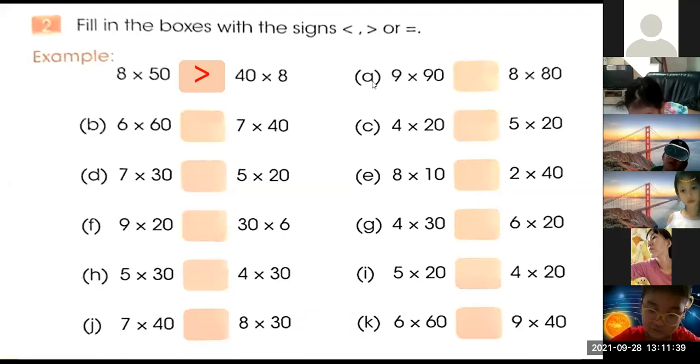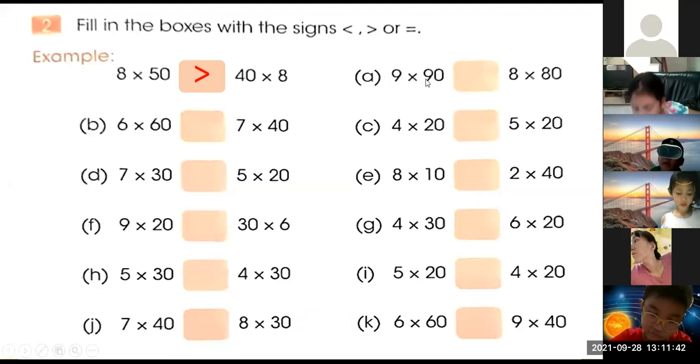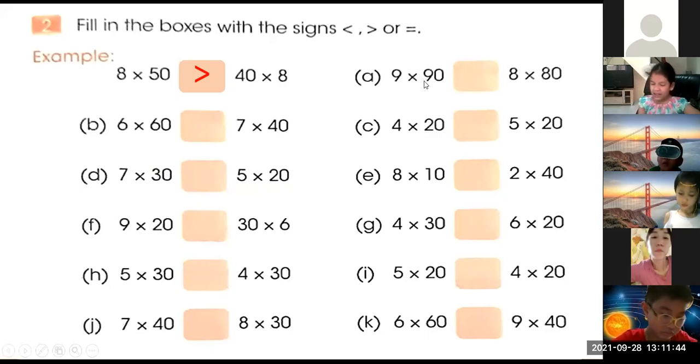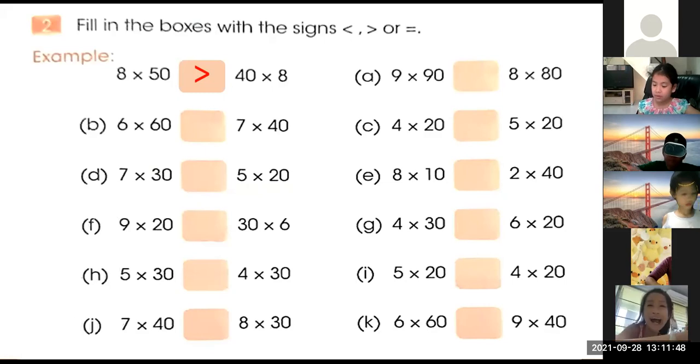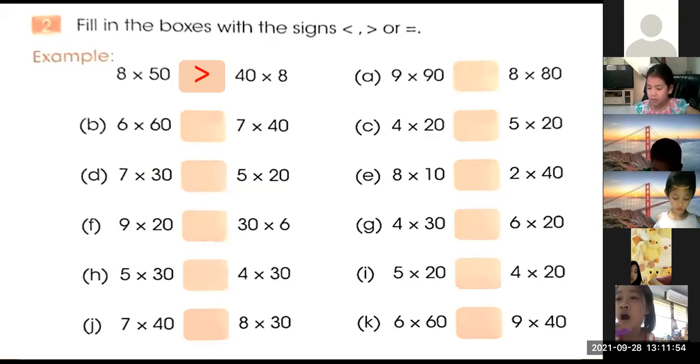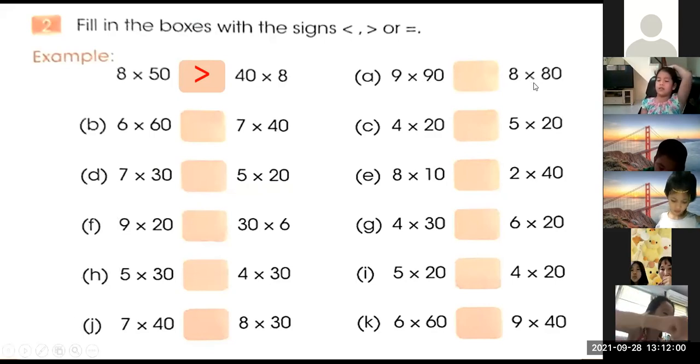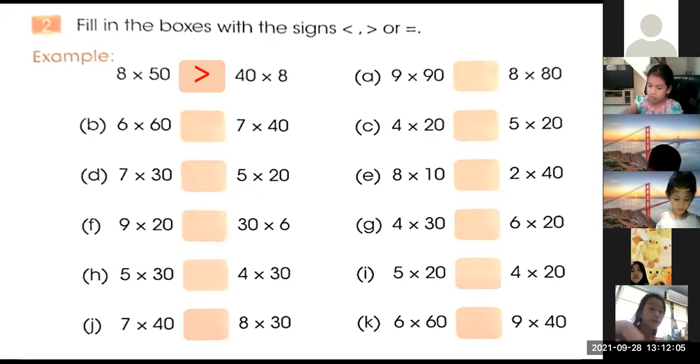Here 9 times 9 is 81, right? Did you answer your book last time, multiplying a one-digit number by a one-digit number? So here, 9 times 9 is equal to 81. 8 times 8 is equal to 64. Now, what is the answer here?